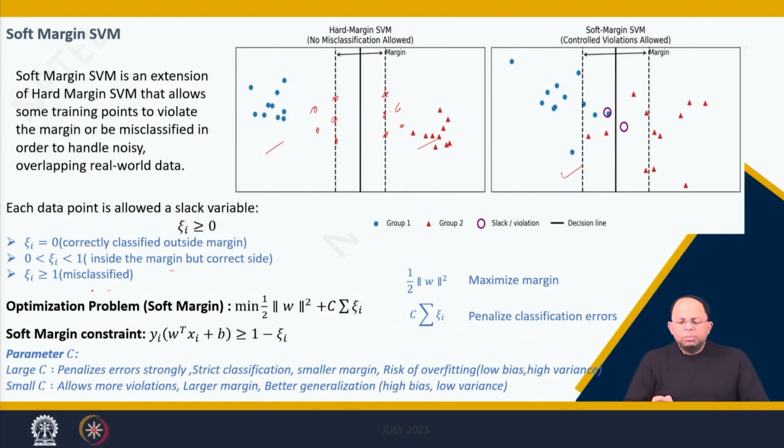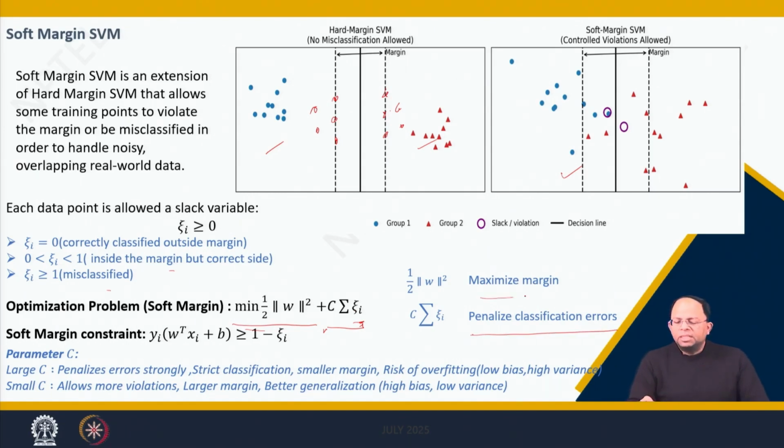So the optimization problem changes a bit. In case of soft margin, we minimize half of w square, which remains the same, and we introduce this additional term: C multiplied by the summation of all the different psi, the slacks that we add for each of these points. This part, C times the summation of psi, helps us to penalize the classification error.